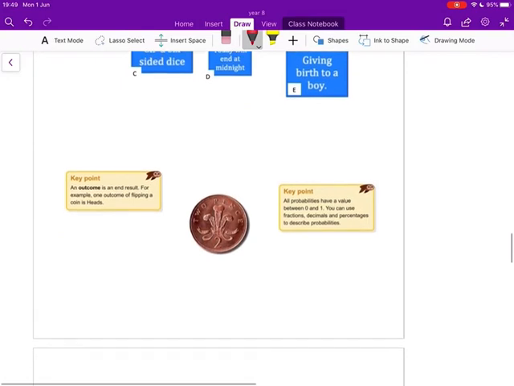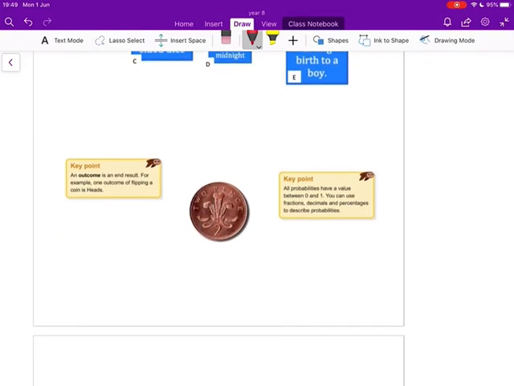Okay, so when we look at probabilities, we will quite often have to work out the probability of something happening. So some key points here. An outcome is an end result. For example, one outcome of flipping a coin is a head. There are 2 outcomes you can get if you flip a coin. There will be a head and a tails. There are 2 outcomes for that.